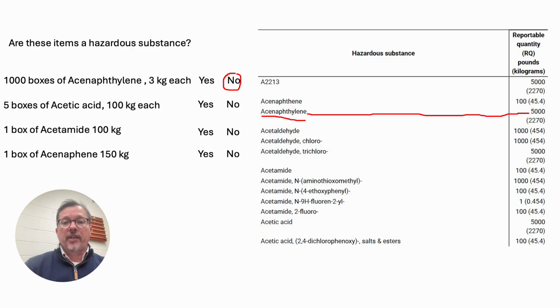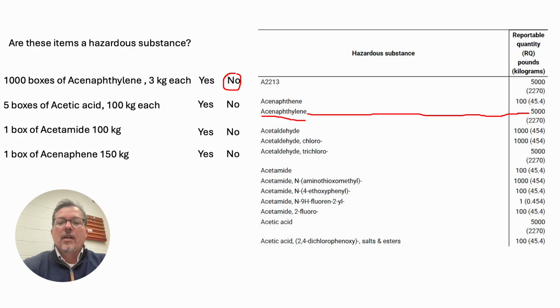And I know what you're thinking. You're thinking, oh, is this some kind of loophole? How can I have 3,000 kilograms worth of an item that's over the 2,270? What happens if they all leak? Well, what's going to happen if they all leak is all of your kids are going to be born naked with no teeth. That's what's going to happen if they all leak.